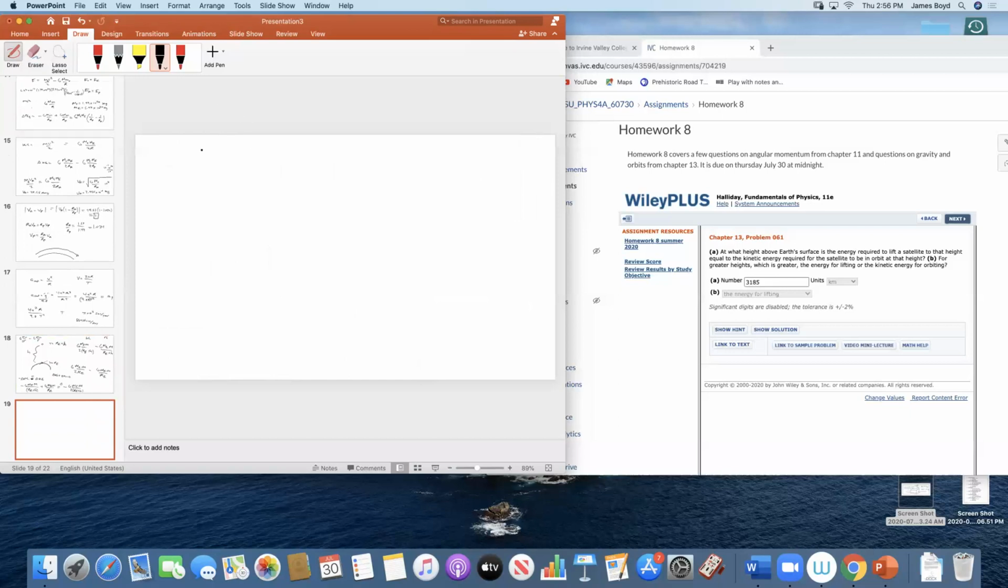So what I get is G M Earth, M of the object, over R Earth plus H, minus G M Earth M over R Earth, is equal to minus G M E M over 2 times R E plus H. And now they want us to find H. So they want us to solve this for H.